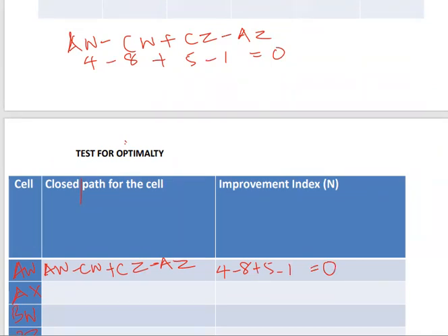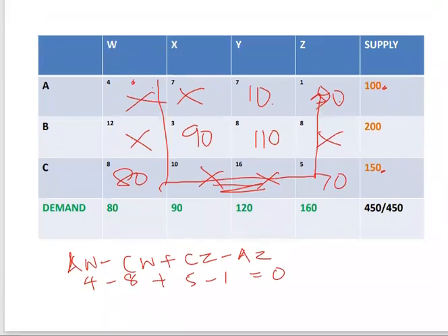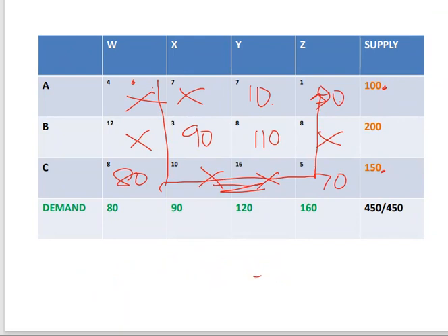So we are left with part AX. Let's look at AX again. Welcome back. So let's look at the parts.